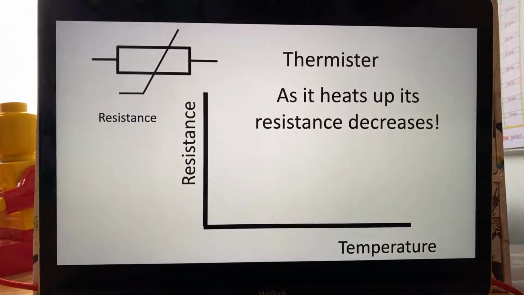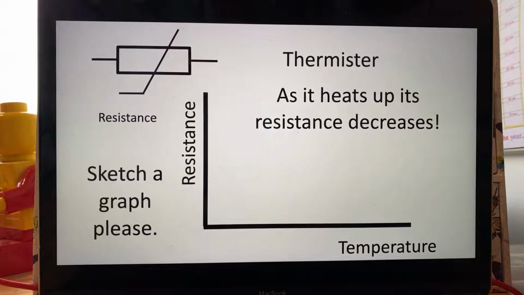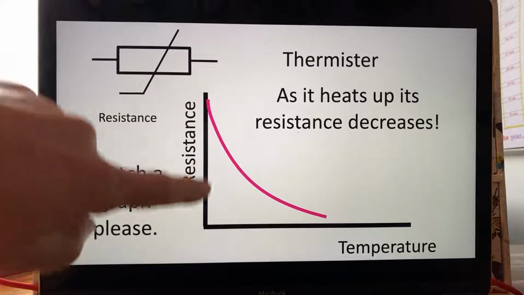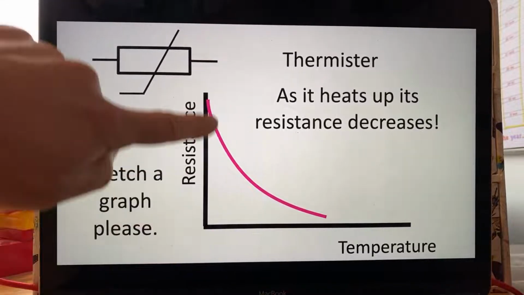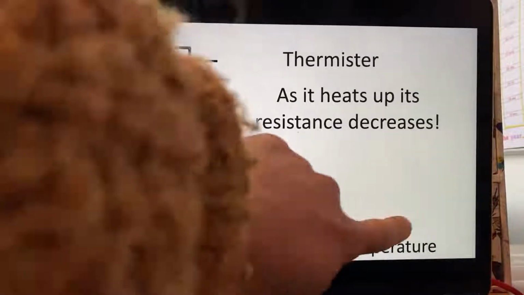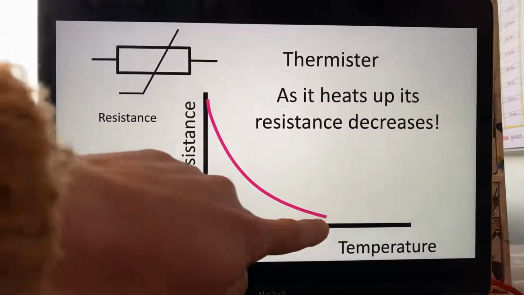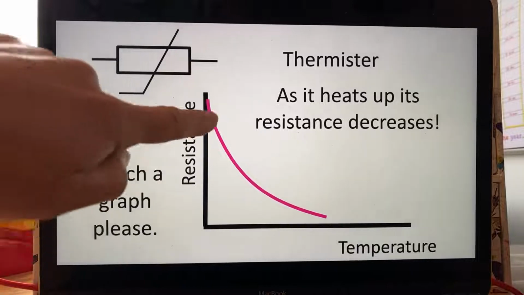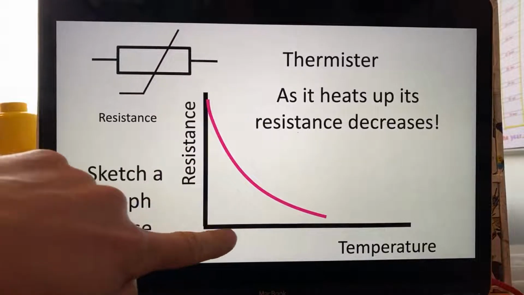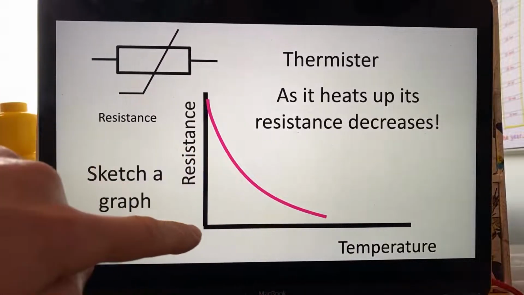Let's have a look at this graph. What was I looking for? Well, I was looking for a downwards slope. So resistance starts high when the temperature is like 0 or whatever, and then as the temperature increases, the resistance gets lower. Did you remember to not have it touch 0? Well done if you remembered that. It's very unlikely that you're going to get 0 resistance.